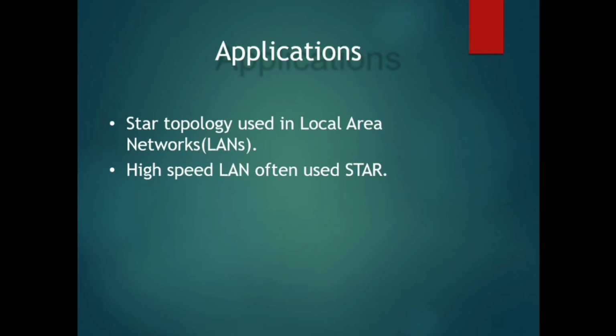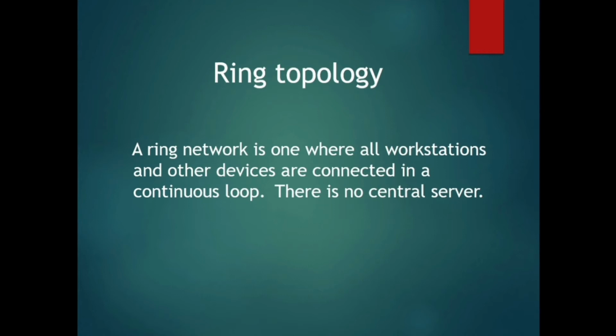High-speed LANs are often used as a star. LAN means local area network, as you already know. In a local area network we can use star topology, in high-speed local area networks like the broadband connection we use at our home, office or elsewhere, so that we get a minimal connection and a high-speed data transfer rate. Now I will discuss my second topic, ring topology.